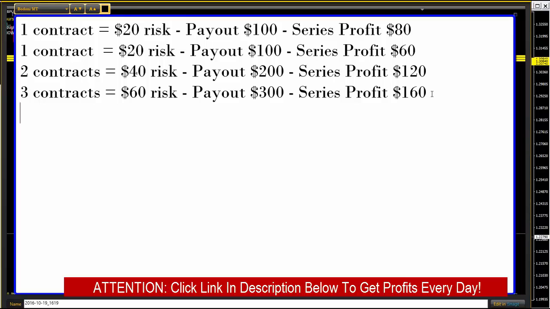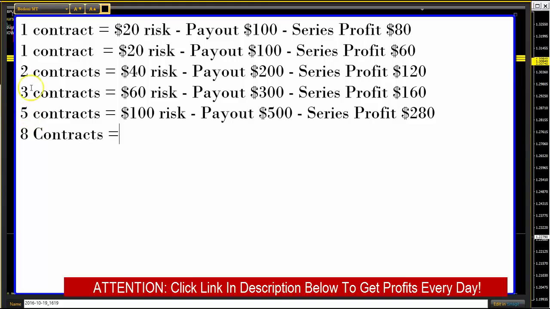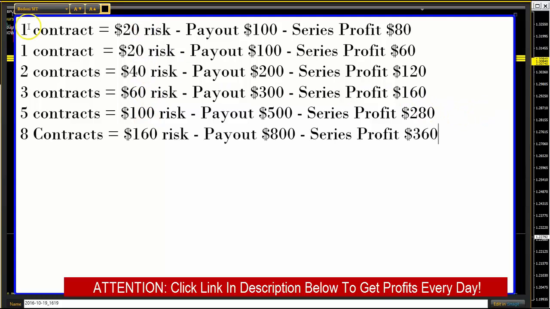On your 4th, here we go. I'm sorry, on your 5th. That's 1, 2, 3, 4, the 5th trade. On your 5th attempt here, your risk would be $100. The payout would be $500 if you win, and the series profit would be $280. It's $500 minus all of this risk. That is your series profit. On your 6th and final attempt, your profit is going to be $360. So you've got 6 tries here to make a profit.